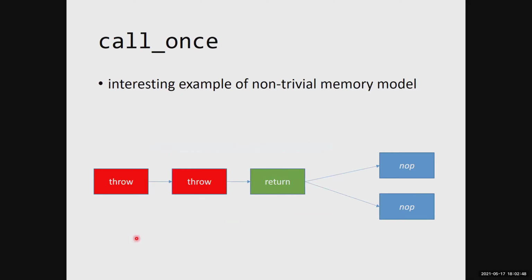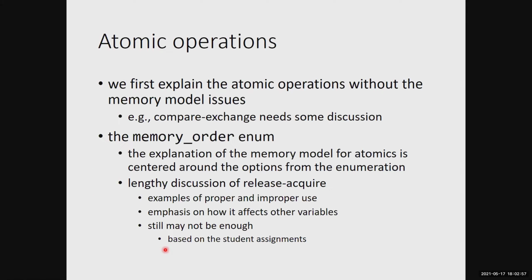We have some sequence of calls, and the visibility of changes is this not completely trivial graph. So that's the one that I like to show to the students. And then we get into the real meat, the atomic operations, where we first just tell the students what atomicity means, because let's say the compare exchange is not so trivial, so it also needs a bit of explaining.